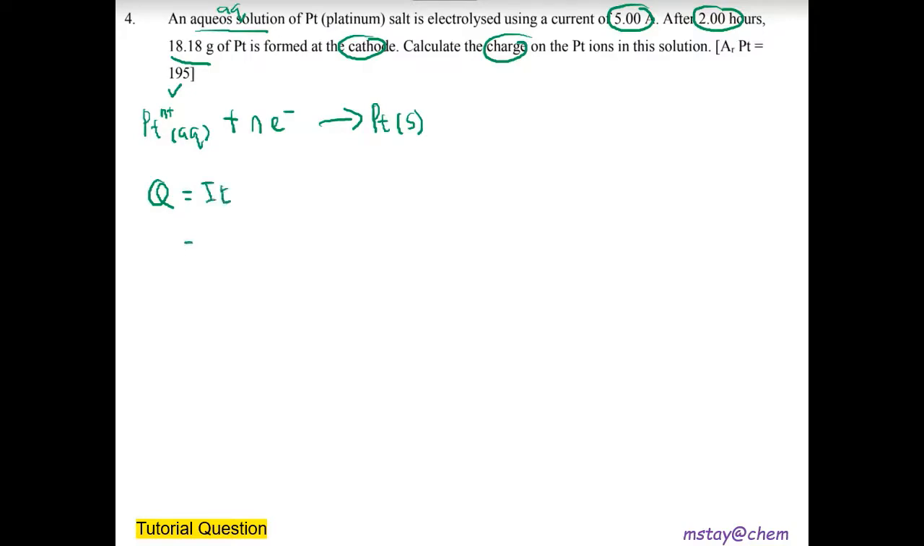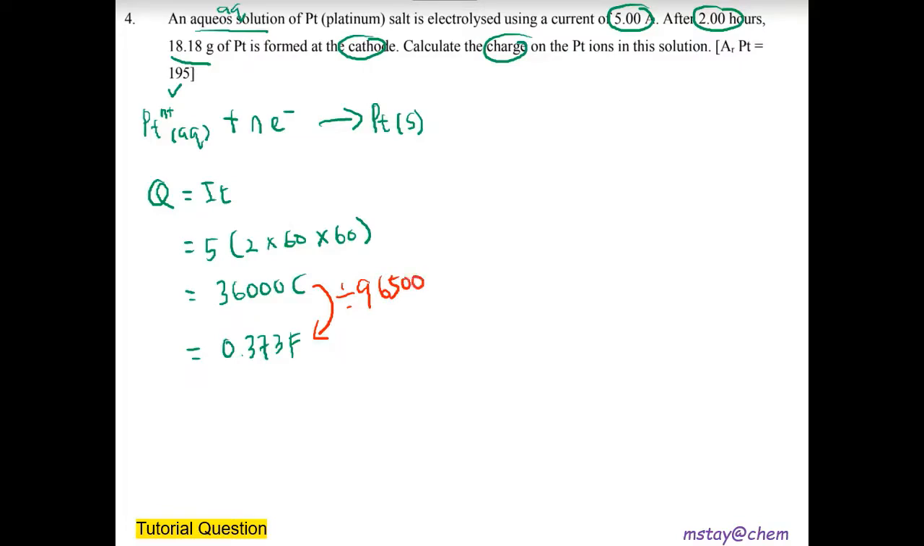Q equals IT. I is 5, T is 2 hours times 60 minutes, and then times 60 to convert to seconds, which will equal 36000 coulomb. Convert to Faraday is 0.373 Faraday. So remark over here, from coulomb to Faraday, we divide by 96500. Okay, so after we get this, then from here, with the mass and the molar mass given, we will be able to determine the number of moles of platinum formed.